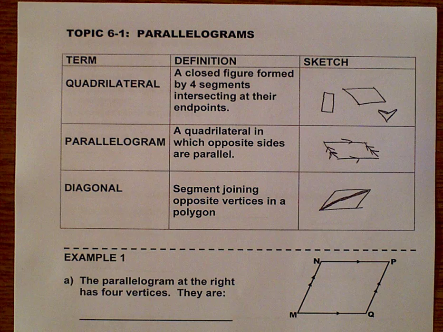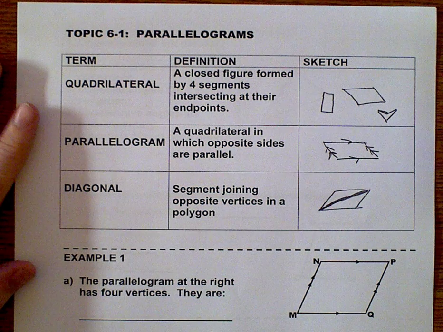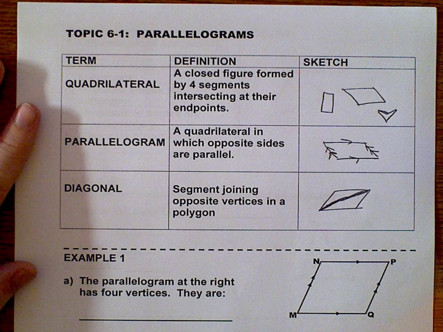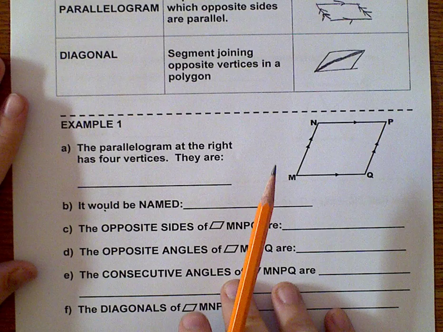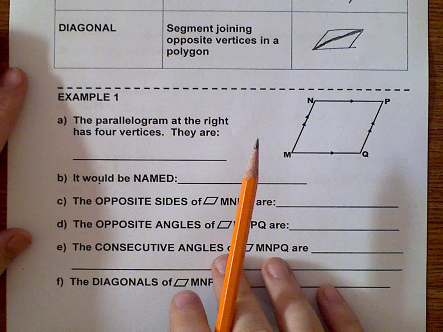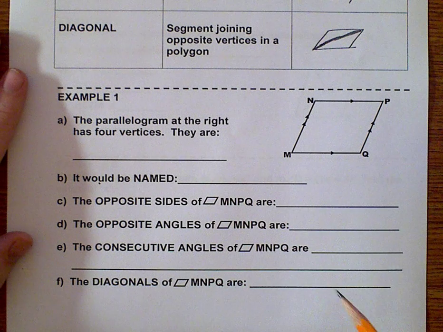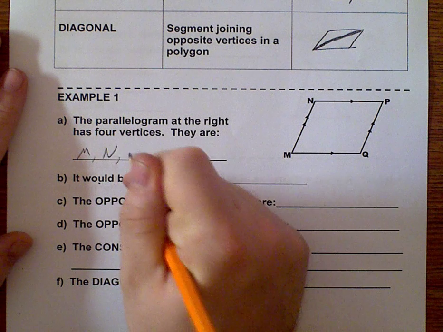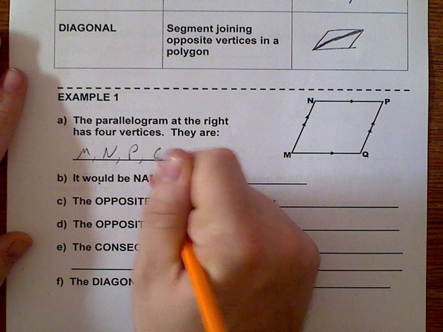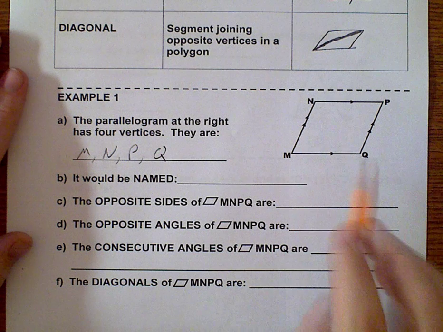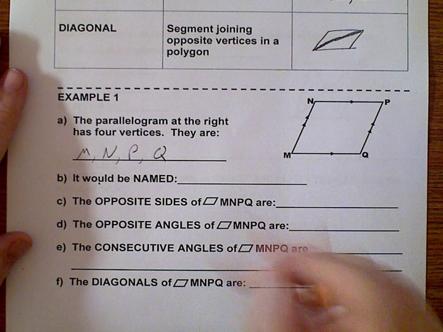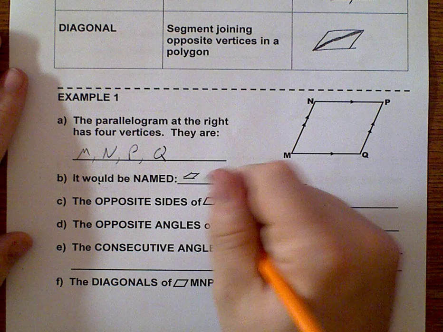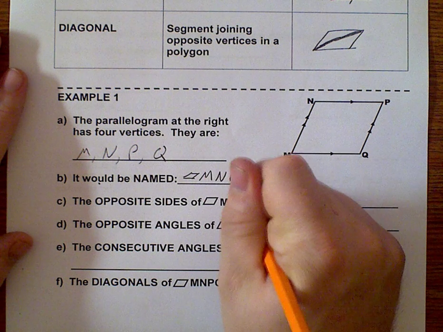So, quadrilaterals, parallelogram, diagonal. So let's go ahead and talk about naming. We have a parallelogram that has four vertices. They are M, N, P, and Q, just the four corners. It would be named quadrilateral MNPQ.